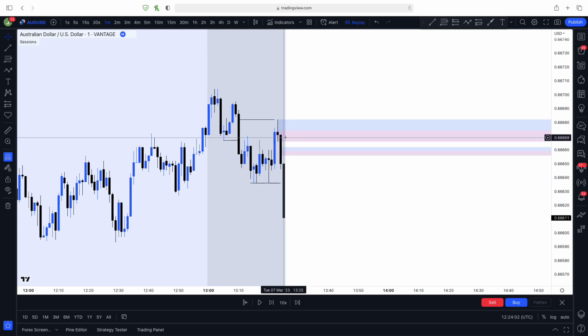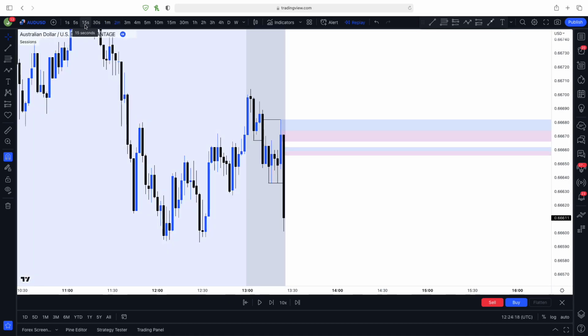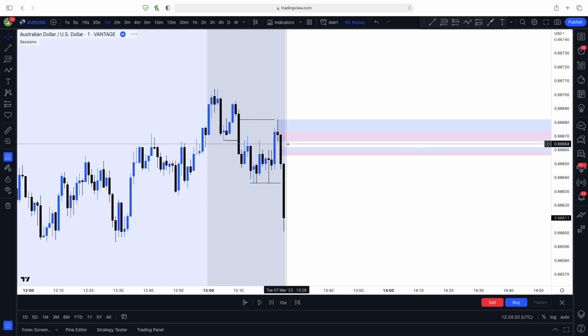Now, we don't use conflicts, etc. on a refinement time frame. The only rules for our refinements is, number one, it has to be a major OB, okay? It has to cause a break of structure on a major scale. And secondly, it has to be within the base time frame range. Okay, so it needs to be within that 2 minute OB itself. If we did just use the 1 minute, then we actually would never have seen or understood why price can react from here. Does that make sense?